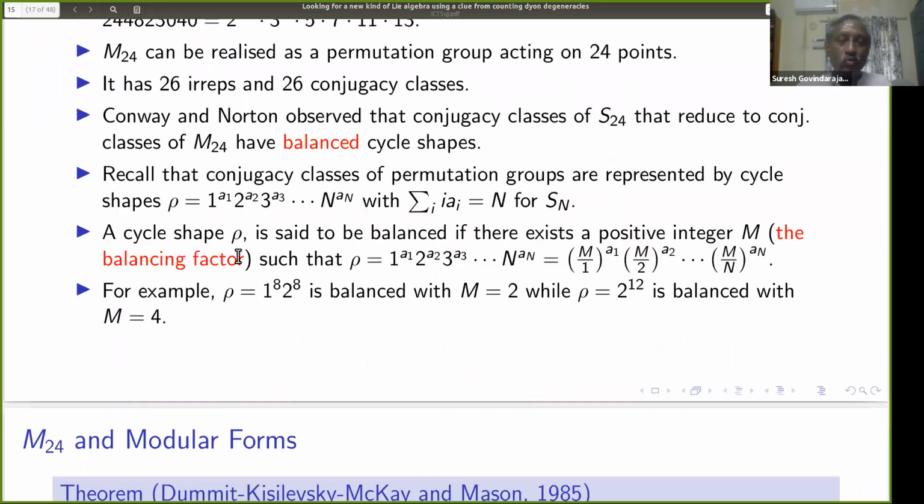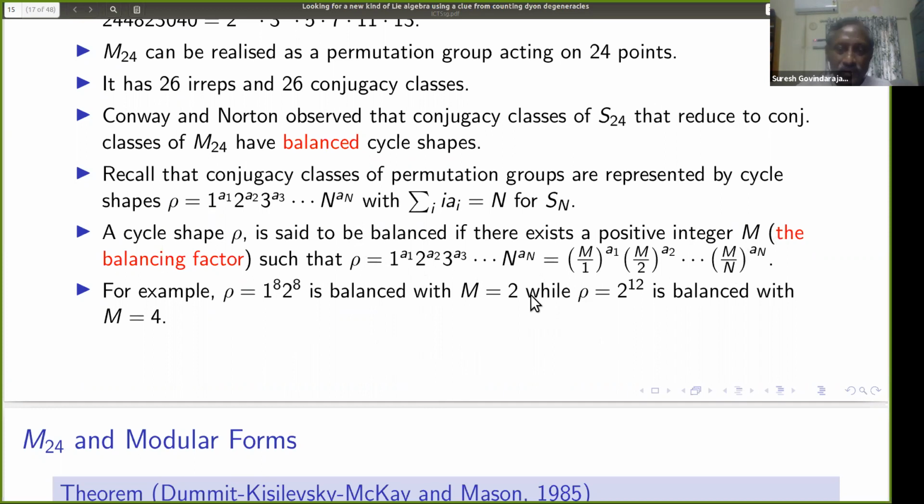A cycle shape rho is said to be balanced if there exists a positive integer m, called the balancing factor, such that rho is equal to its inversion: replacing n by m/n, 1 by m/1, and so forth, but keeping the exponents. So it goes to itself. Here's an example: rho is 1^8 2^8. First thing to check is whether it sums to 24: 8 times 1 is 8, plus 16, is 24. That holds, so it makes sense. And it's balanced with m equal to 2.